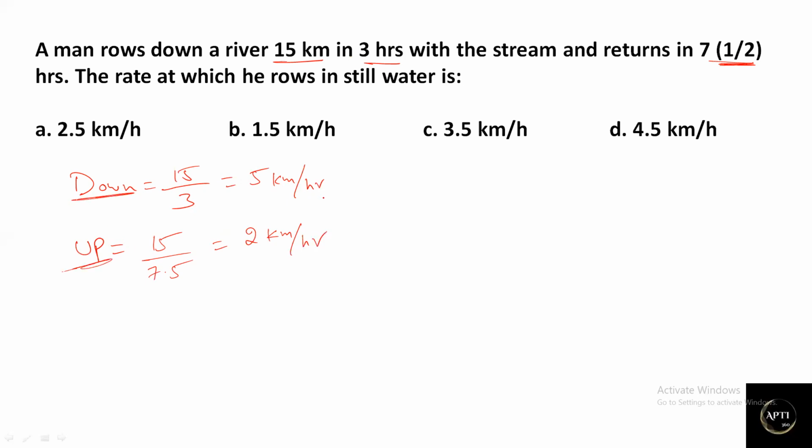What we need to find? The rate in still water. The rate of the boat in still water simply means they are asking us to find the speed of the boat. How can we find the speed of the boat?